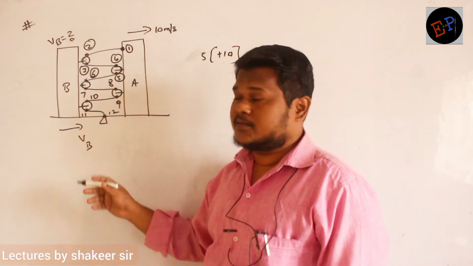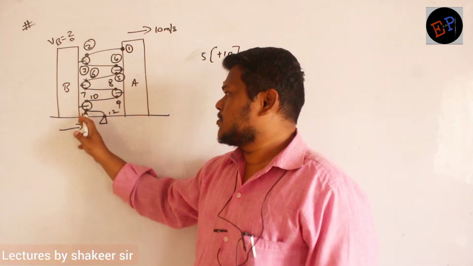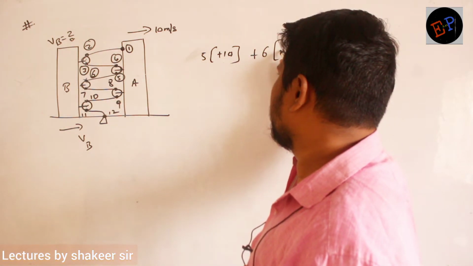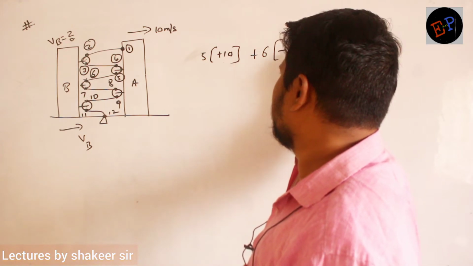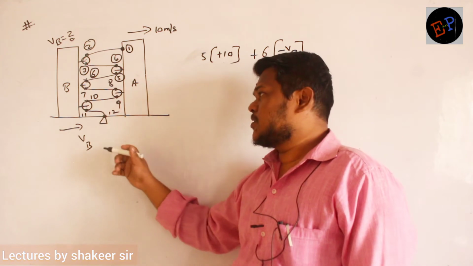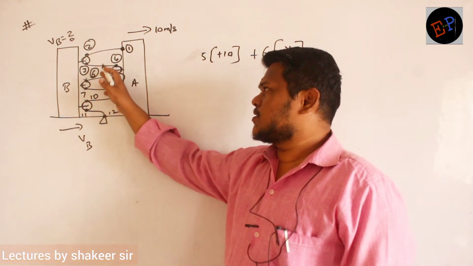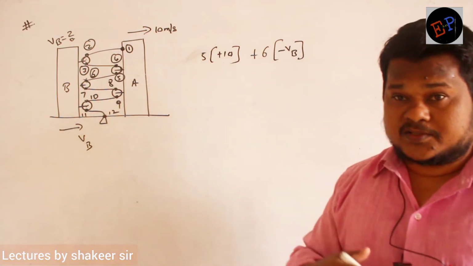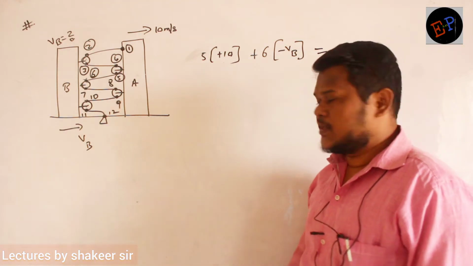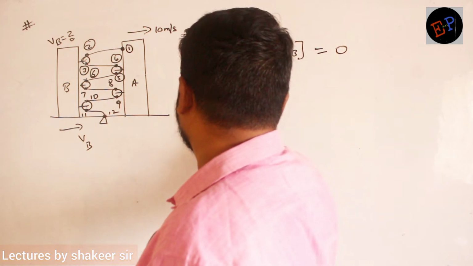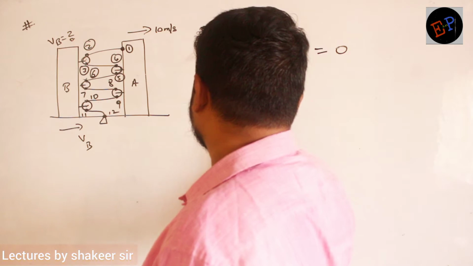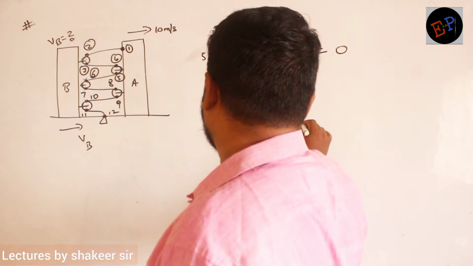How many points are there? 1, 2, 3, 4, 5, 6 points are there. So can I write plus 6 into minus Vb? Why am I taking minus Vb? Because the length of the strings reduces, no? Length of how many strings? 1, 2, 3, 4, 5, 6 strings will reduce. So total should be 0. That's all. So 50 is equal to 6 Vb. So Vb is equal to 50 by 6, so 25 by 3 meter per second.